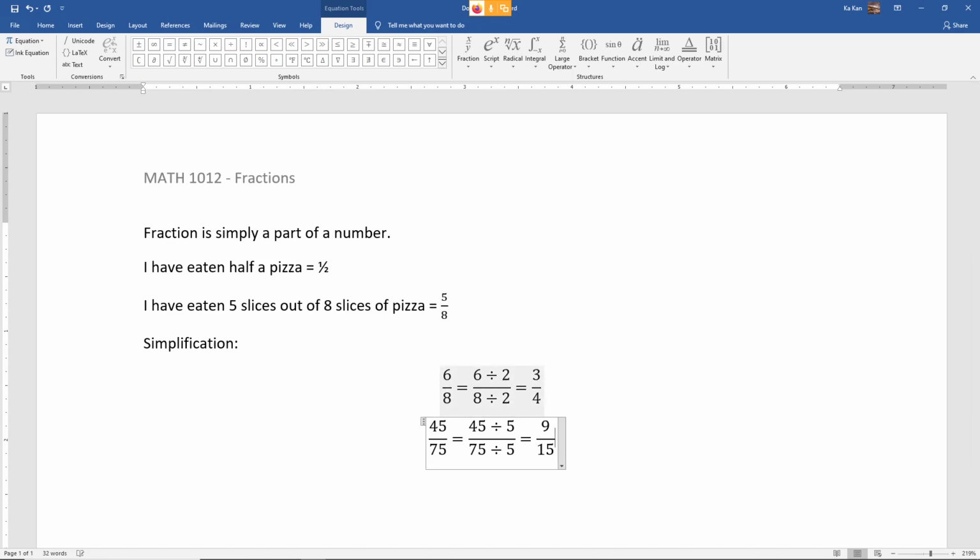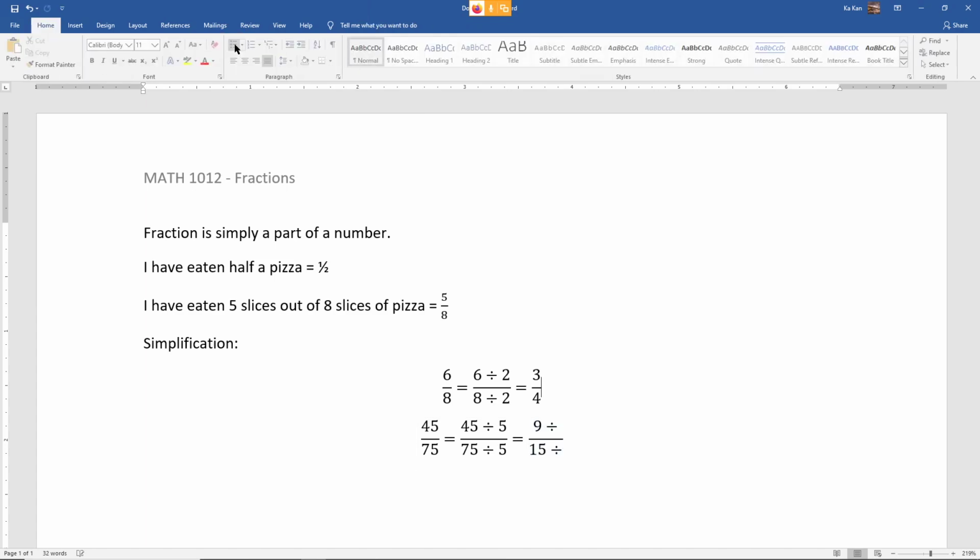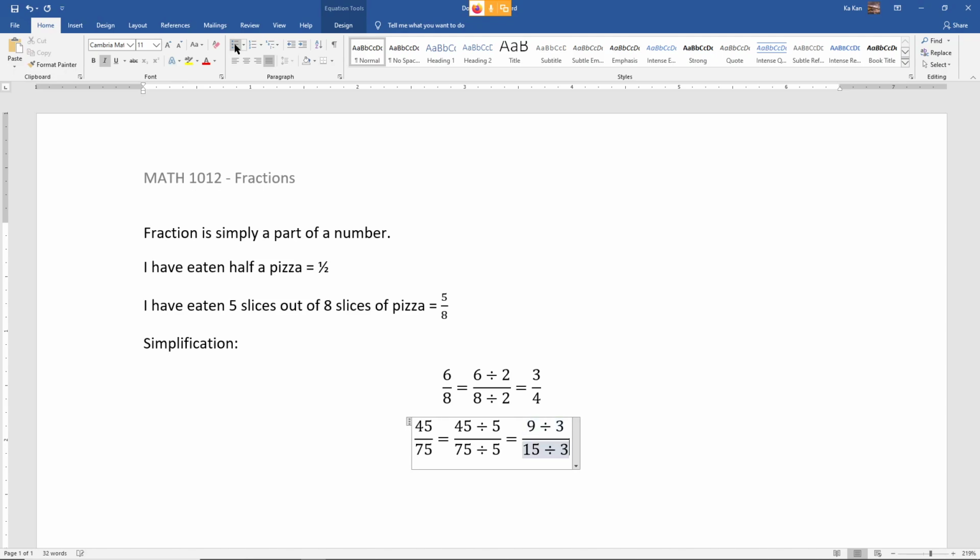There you go. Now, it's not finished yet because the top and the bottom can still be divided. So let me do this. I'll divide the top and the bottom by 3, like that. So now you get 3 over 5. And that's that. Okay. So simplification is not too bad.